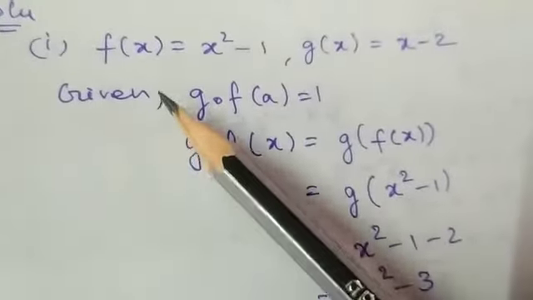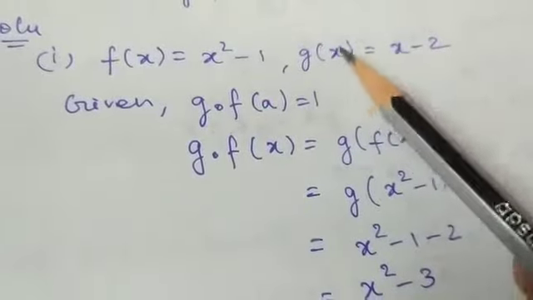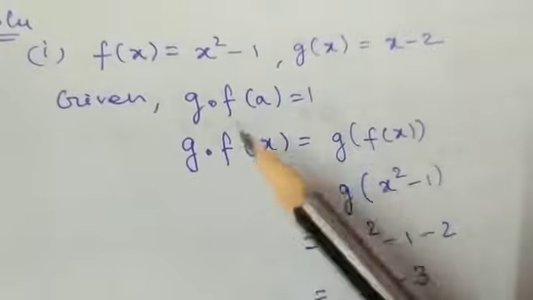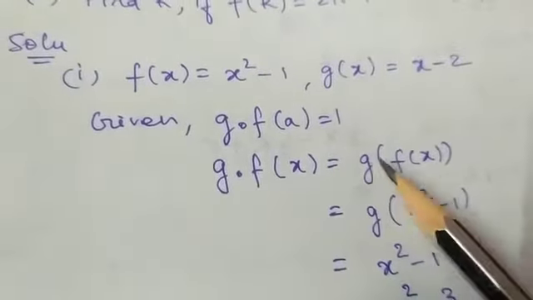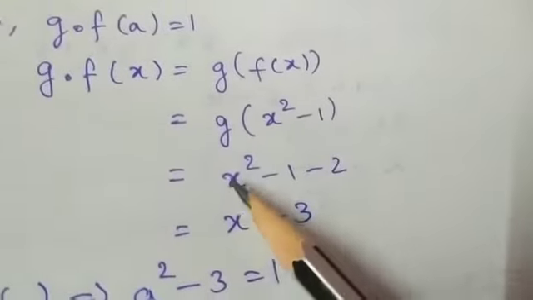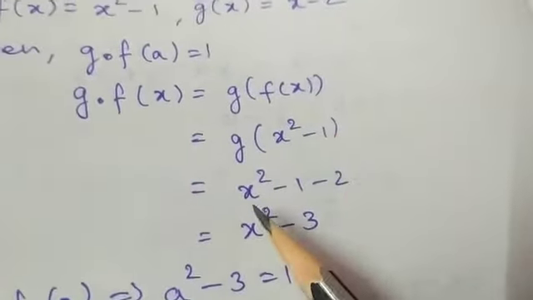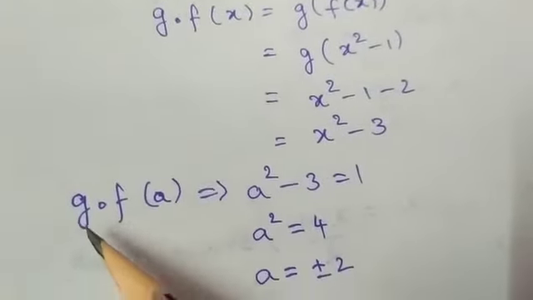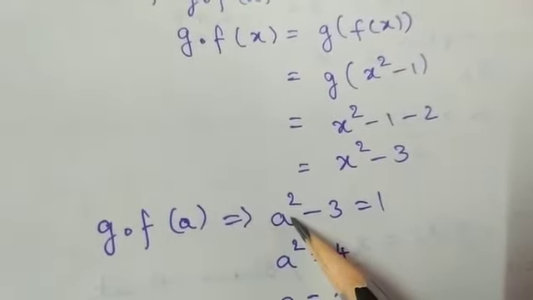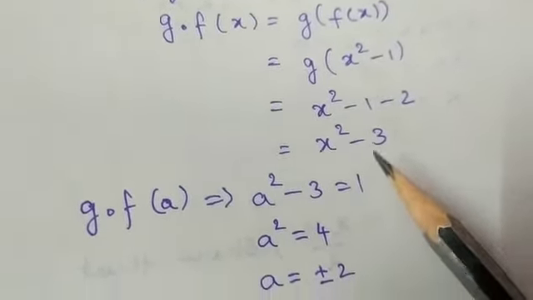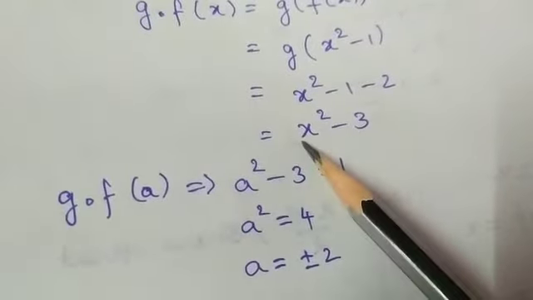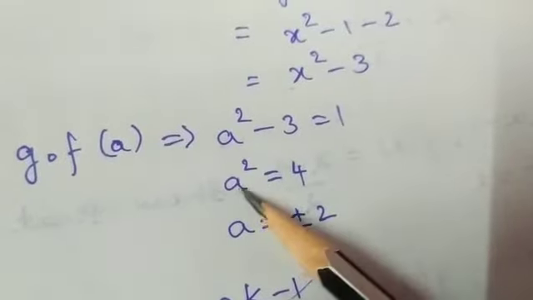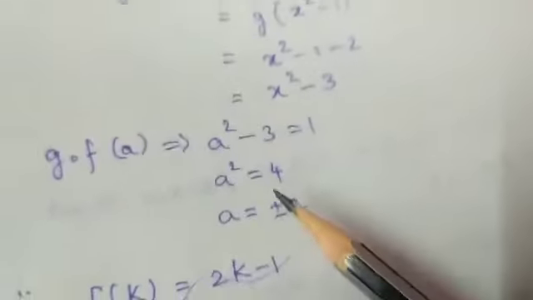And the first part solution is f(x) = x² - 1 and g(x) = x - 2, and it is given that (g∘f)(a) = 1, and so (g∘f)(x) = g(f(x)), that is equal to g of x² - 1, and I'll put this in g(x), that is x² - 1 - 2, that is equal to x² - 3. So I will get (g∘f)(a) = a² - 3 = 1. I'm just putting a in the place of x, so it will be a² - 3. So this minus 3 will go to that side. I'll get a² = 4 and a = ±2.